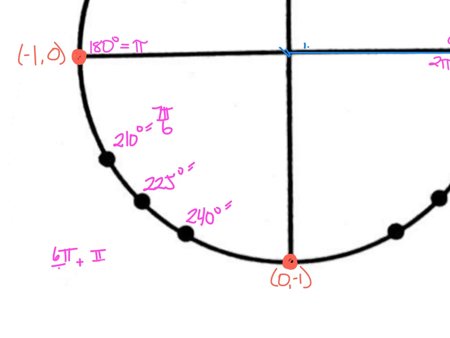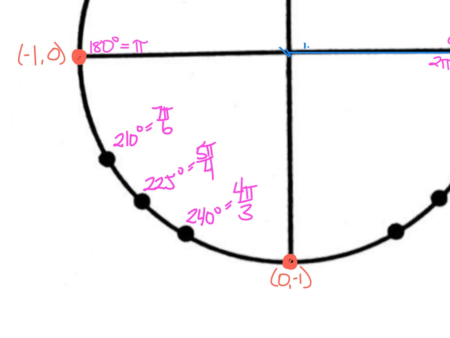And if we did the same thing with pi over 4, then we're going to start with pi and add pi over 4, getting common denominators. 4 pi over 4 plus 1 pi over 4 is 5 pi over 4. And same thing with our pi over 3 angle that is in the third quadrant. We're going to take pi and add pi over 3. So 3 pi over 3 plus pi over 3 leaves us with 4 pi over 3.